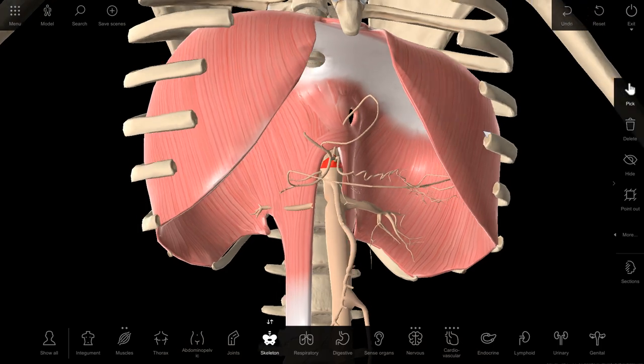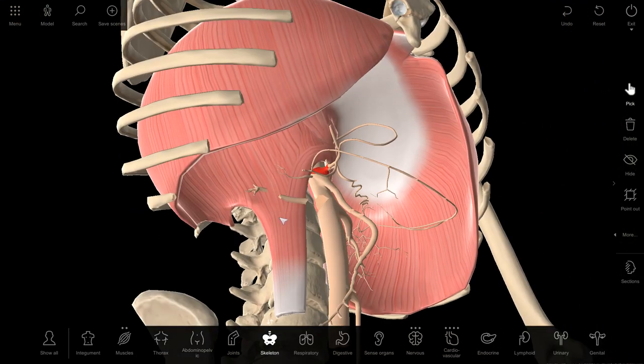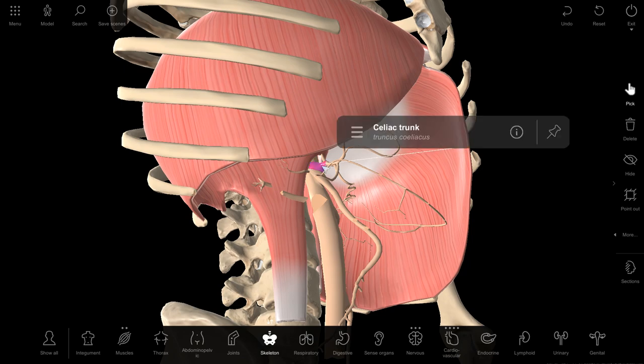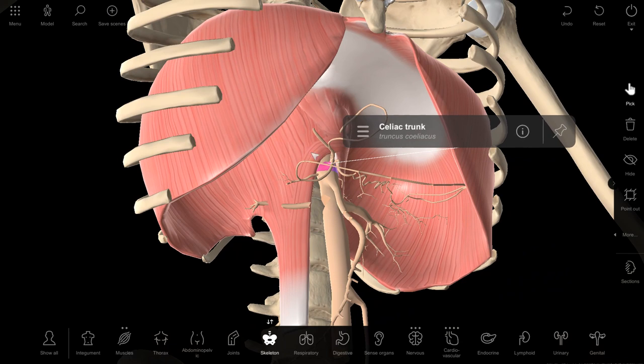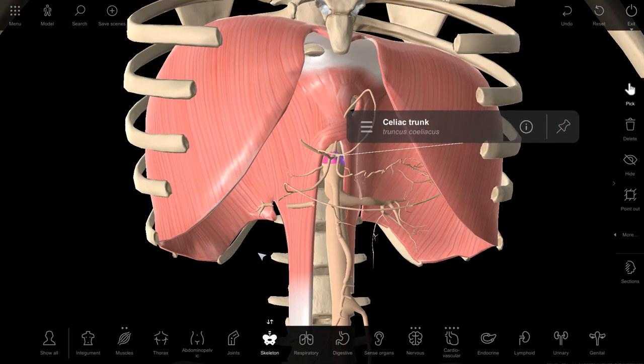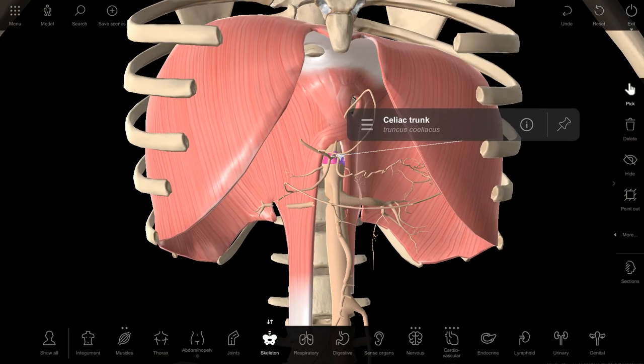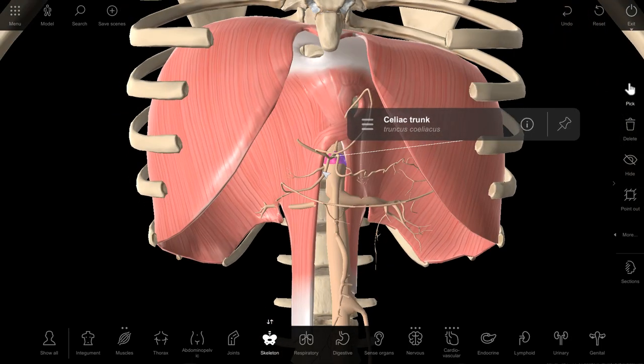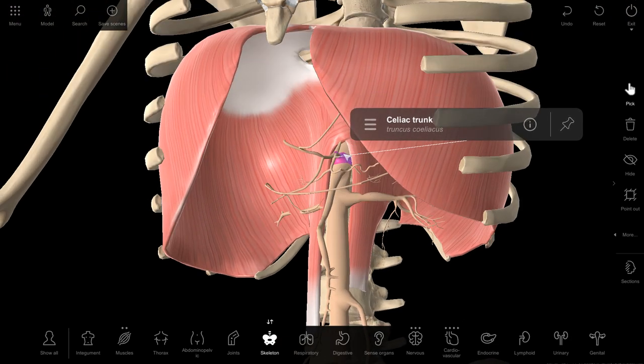So, here it is. It's good seen that celiac trunk appears in hiatus aorticus diaphragm. So it is most superiorly located unpaired branch of aorta abdominalis. Let's continue to read information about celiac trunk.